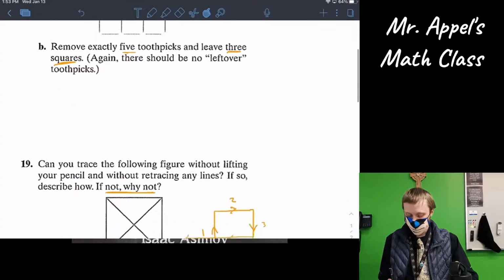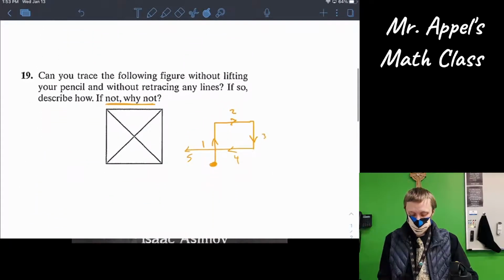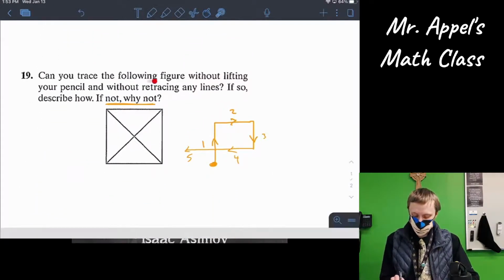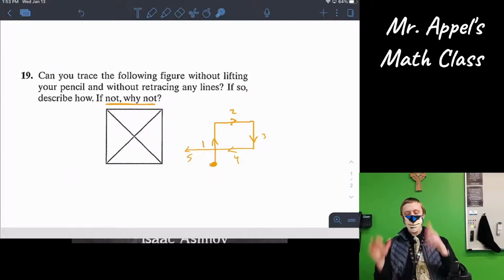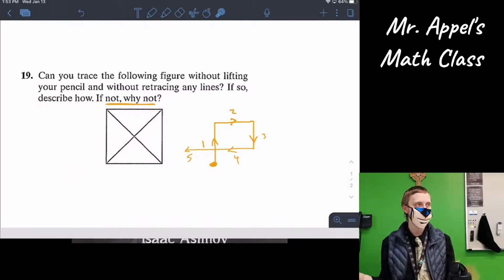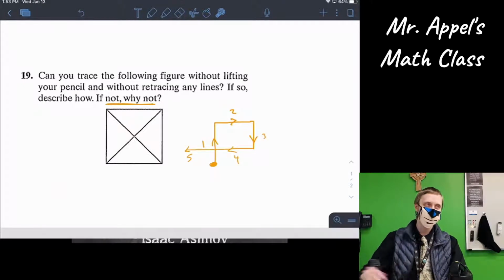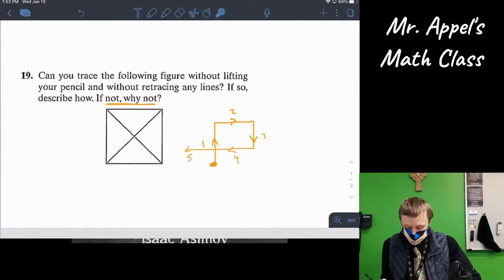Okay. Next up, you have number 19. Can you trace the following figure without lifting your pencil and without retracing any lines? All right. This is a wonderful little lunchroom kind of puzzle to challenge your friends, right? Get some paper and say, hey, can you draw this shape without lifting the pen? Or retracing, right?